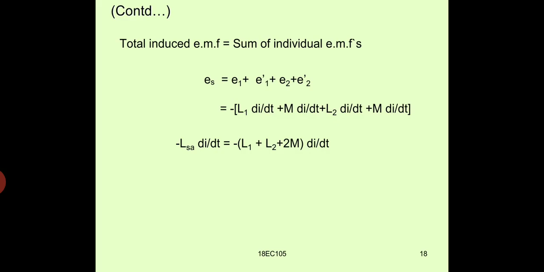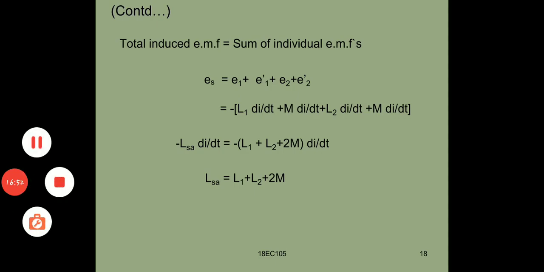So the equivalent inductance of the combination with some mutual inductance will be expressed as LSA equal to L1 plus L2 plus 2M. So that is the mutual inductance getting doubled here. In addition to the individual coil inductances, you get 2M as an extra factor when they are interacting with some linkages of flux.